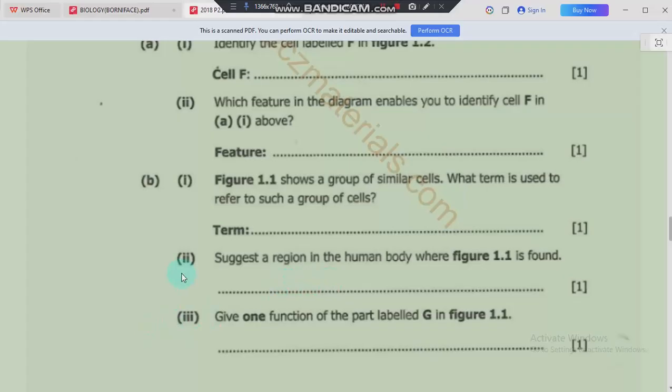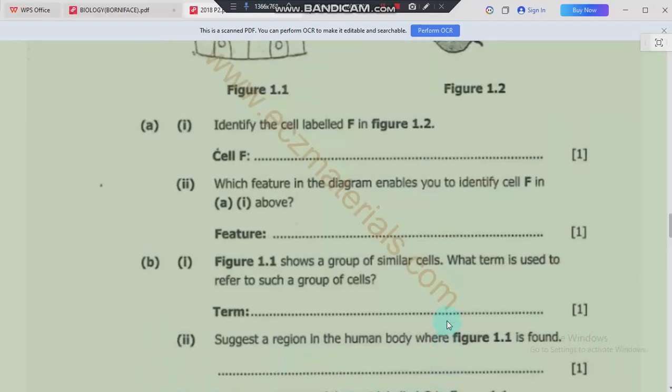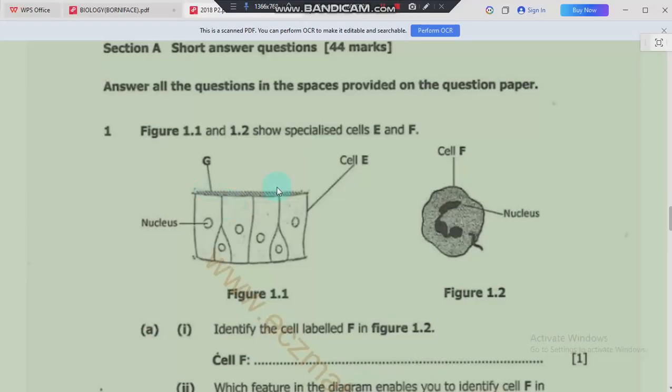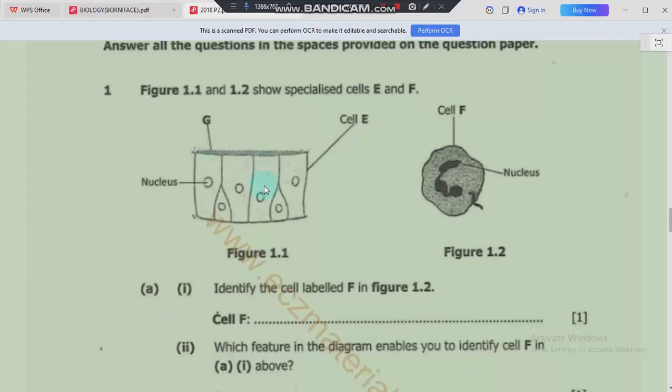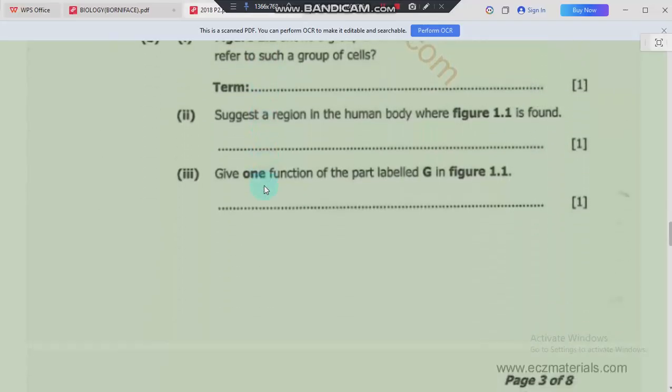Now, B3 says, give one function of the part labeled G in figure 1.1. They want us to give the function of this part labeled G, which is the cilia. We said the cilia helps to sweep out mucus containing dust particles and germs. That is in the respiratory tract. If we are dealing with the oviduct, we said it helps to move the ovum towards the uterus. So you can choose either of those two answers for this sub question.